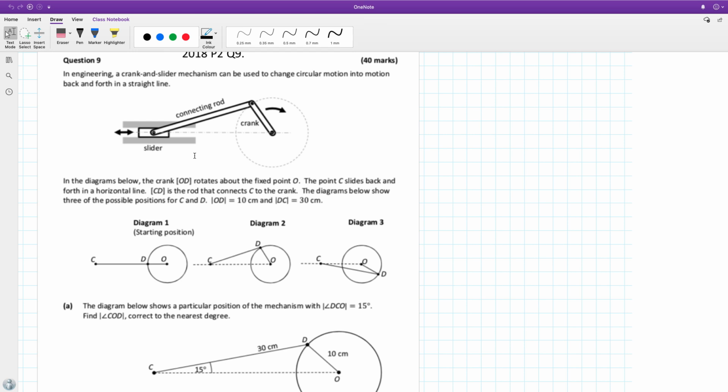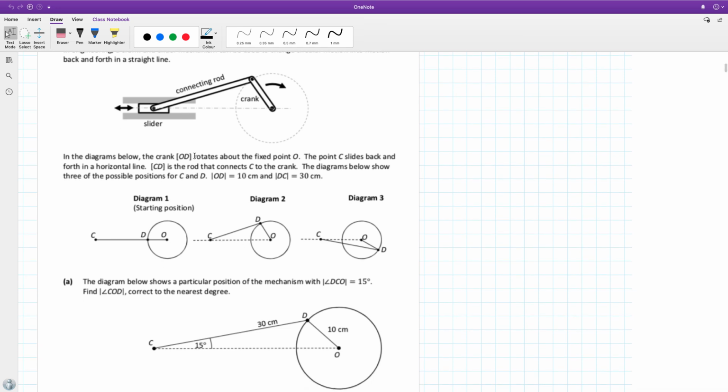The diagrams show 3 of the possible positions for C and D, where OD is 10 centimeters and DC is 30 centimeters. Right, so an awful lot of information in there, and all they're really trying to tell you is this rotates around, this slides in and out. What the 10 centimeters and 30 centimeters means is the connecting rod is always going to be 30 centimeters because it's a piece of steel. It won't shrink or expand, and the crank is always going to be 10 centimeters, i.e. piece of steel, it's not going to shrink. Is that okay? So what they want us to find is the angle C, O, and D.